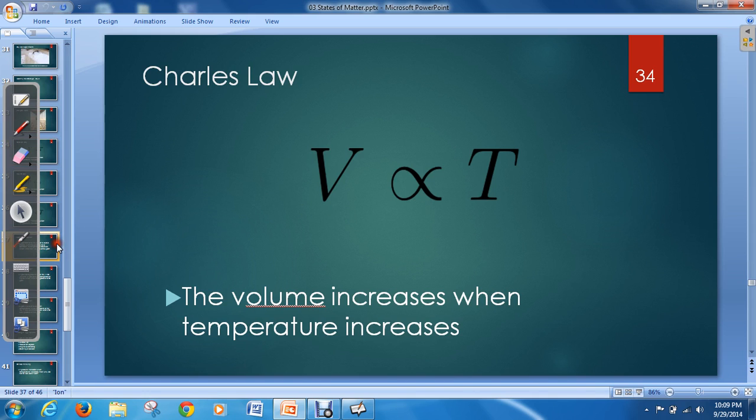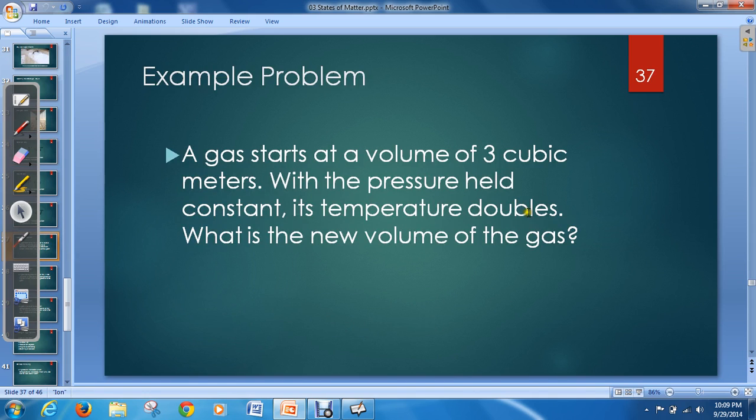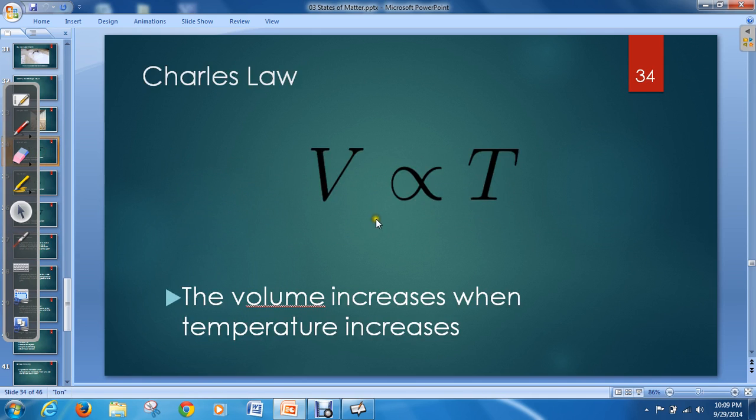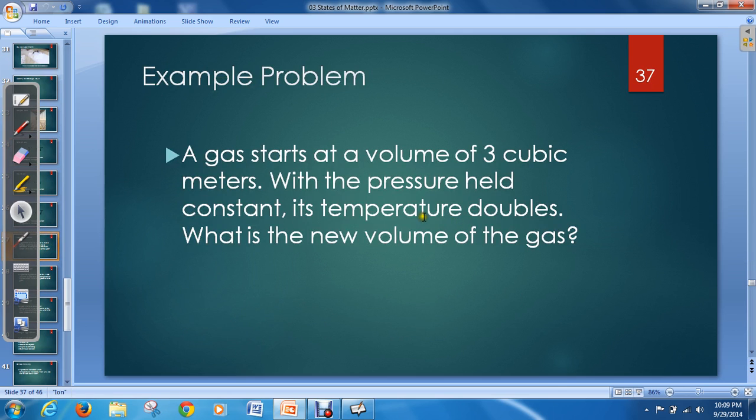Then it says that the temperature is going to double. So we look at Charles' law. If the temperature doubles, that means the volume is going to double as well. That means our answer is going to be 6 cubic meters. Simple enough. So again, you just look at which one's being held constant, look for the law that doesn't have that property, and then you can use that law to make observations.